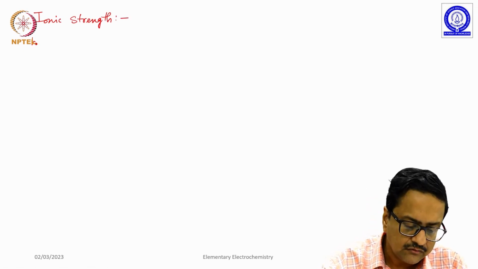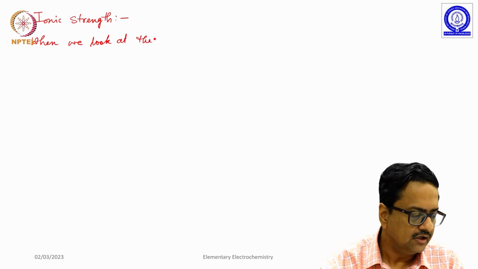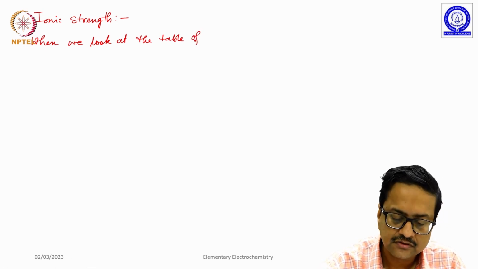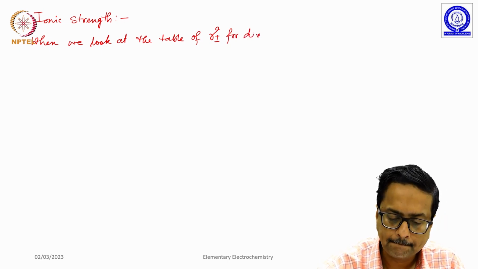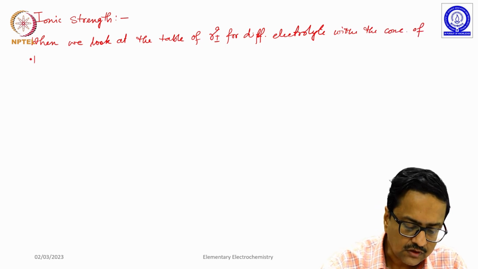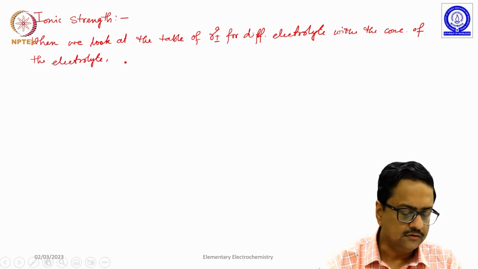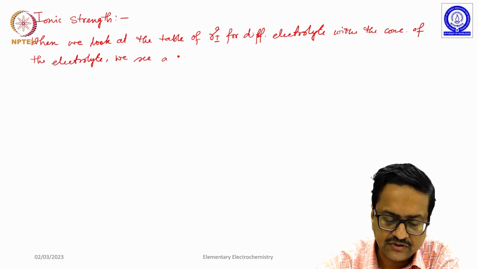So, when we look at a table in a textbook of the values of gamma plus minus for different electrolytes, with the concentration of the electrolyte, we see a complex behavior.